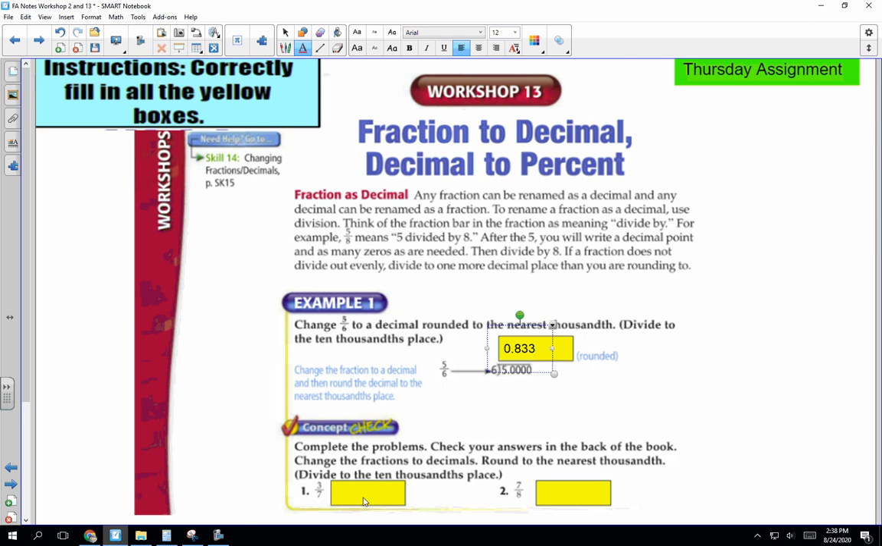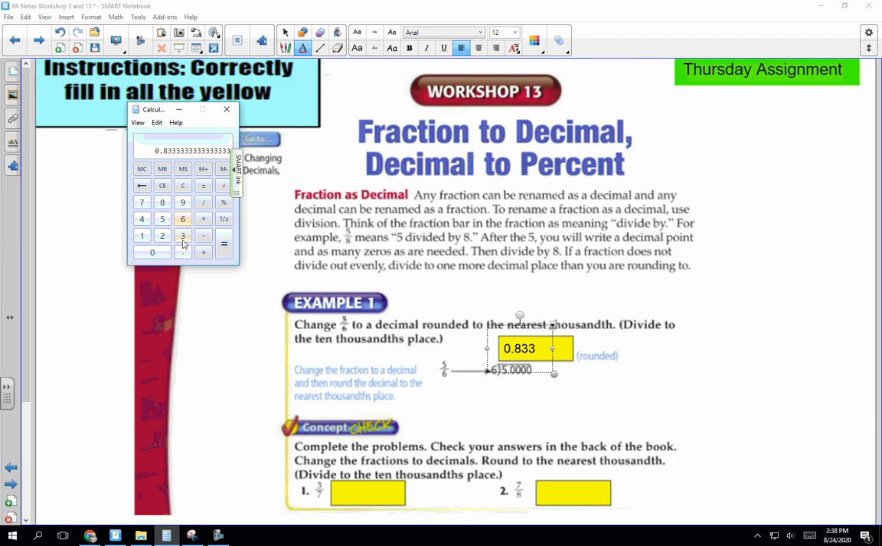Okay. I don't care if you use a calculator on these. Go ahead. You don't have to do it by hand. And in fact, to make your life easier, just do it with a calculator. Complete the problems. Check your answers in the back of the book. Change the fractions to decimals. Round to the nearest thousandth. Divide to the 10,000th place.